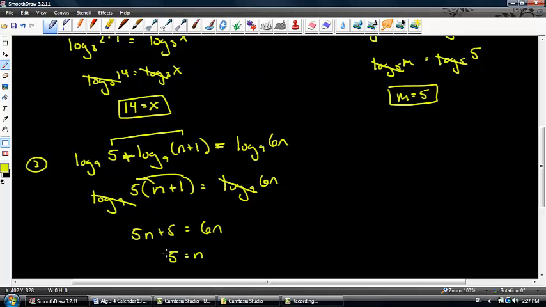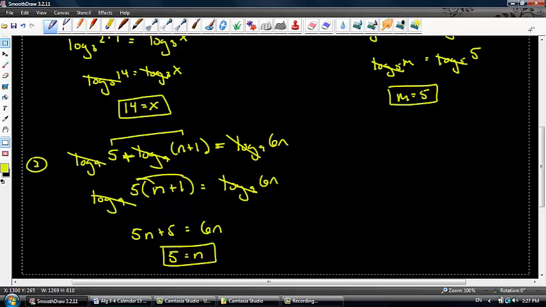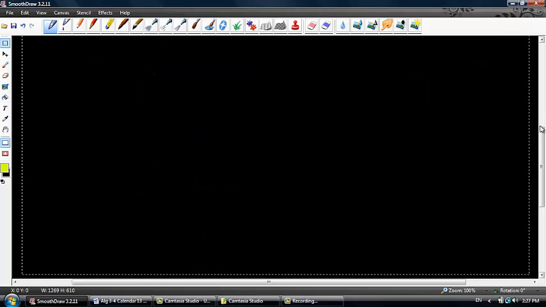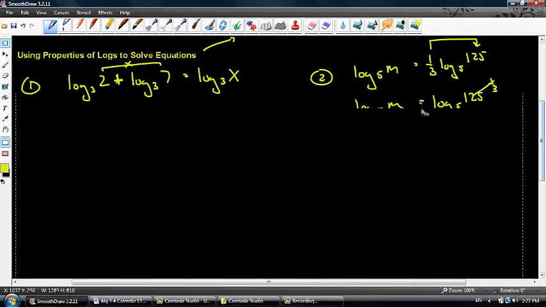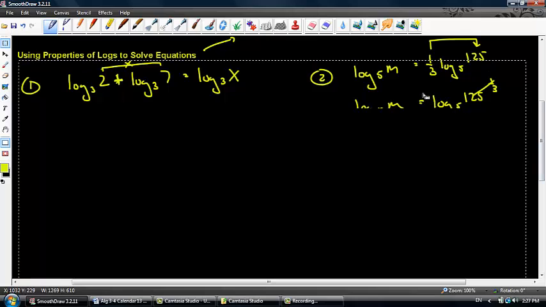So n equals 5. Now, one thing I want you guys to keep in mind is that I am consolidating first before I cancel the logarithms out. Do not cancel out and then consolidate. This is not 5 plus n plus 1 equals 6n. Consolidate first, then cancel the logarithms. All right? So keep that in mind. I'm going to say it a bunch of times so that hopefully you don't forget. I want you to have dreams of consolidating logs before you cancel them out.